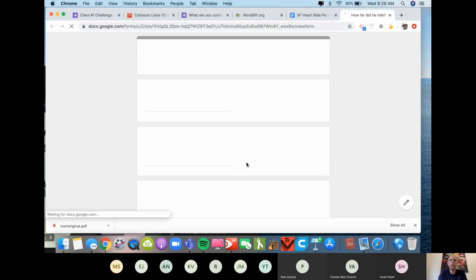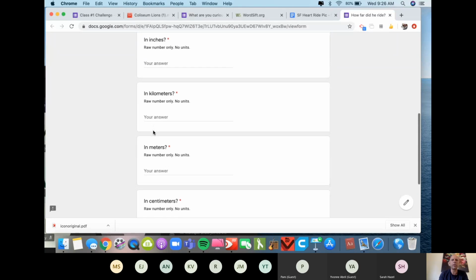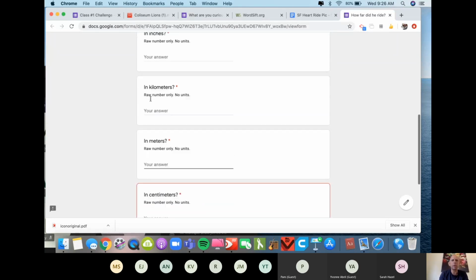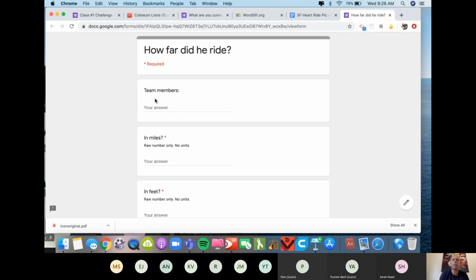Okay, and some hidden things here. I gave them the task of recording their answers in a bunch of different units without saying it. So there was this hidden agenda of having them do some unit conversions, even if it was online. So their curiosity was sparked to ask the question. They were manipulated into asking the question, how far did he ride?